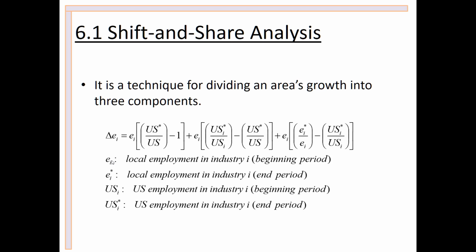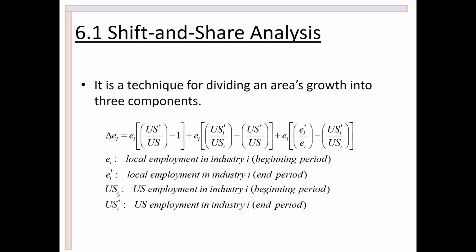For instance, local employment, let's say that it changed in 2 years from 100 employees to 300 employees. So that will be 100, there will be 300. Now this is local, little e is local. Then the other type of variable you have is the US levels. It is the same thing. If it has a star, it's the end of the period. If it doesn't have a star, it's the beginning of the period.